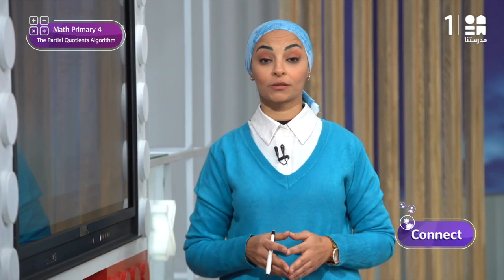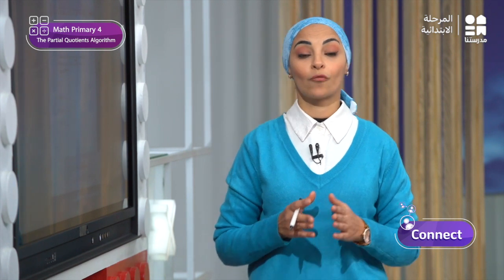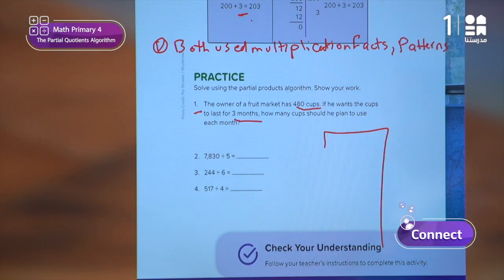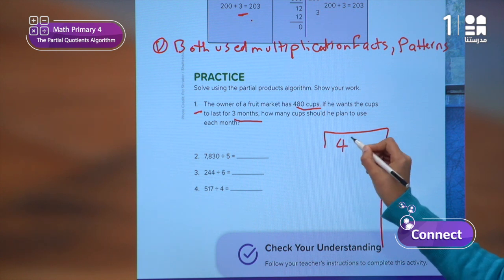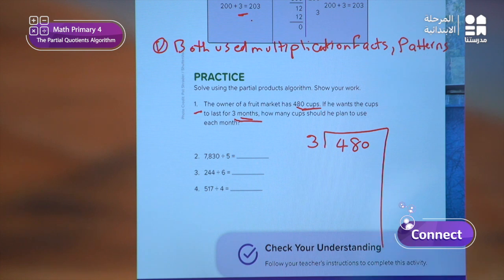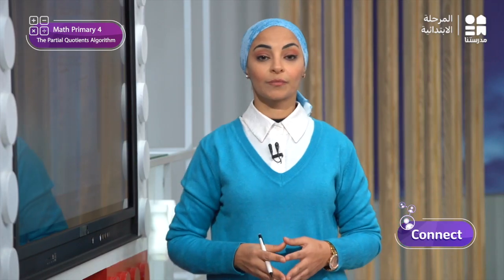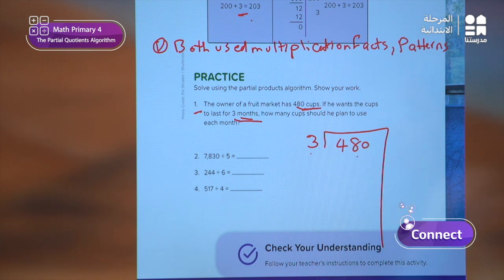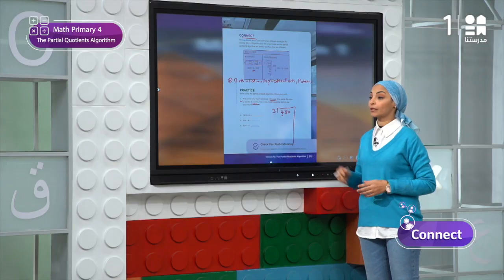We need to divide what? Yes, of course, the biggest number, or all the cups, which is 480, by 3. So 480 is the dividend and 3 is the divisor. Let's write it together. Okay, so this is the dividend which is 480 and this is the divisor which is 3. Then what should I do? Yes, I will write the dividend under the line and 3 on the left side. We will start with the first number to the left, which is 400.